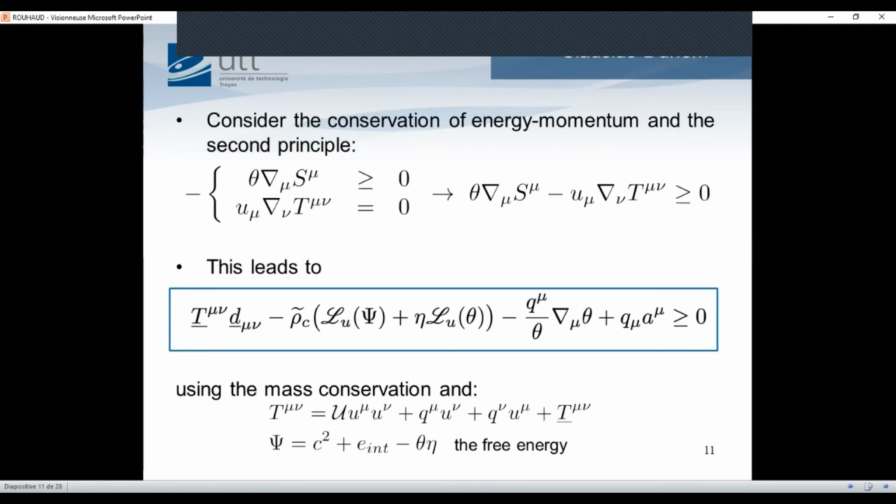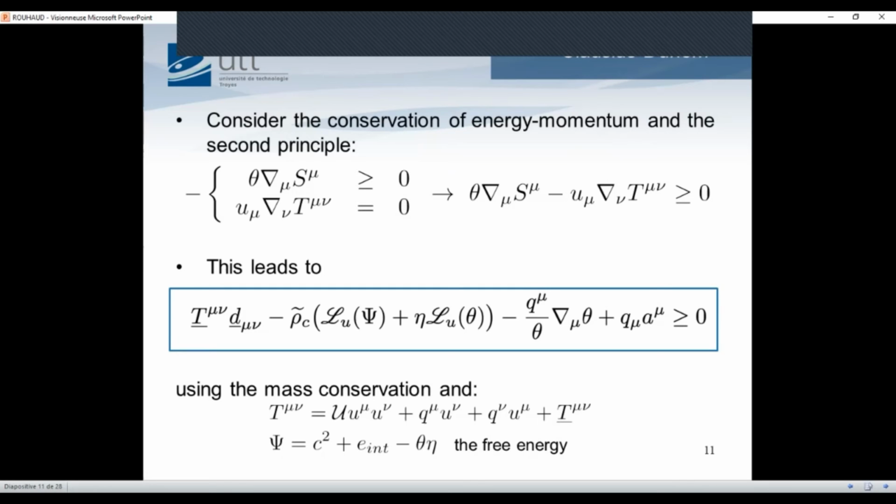Now, to derive constitutive models, we wish to write a Clausius-Duhem equation, which is a space-time generalization of the 3D Clausius-Duhem equation. To do that, we take the two principles that we just looked at, the second principle and the conservation of momentum energy, and we take the difference between these two terms to obtain this.